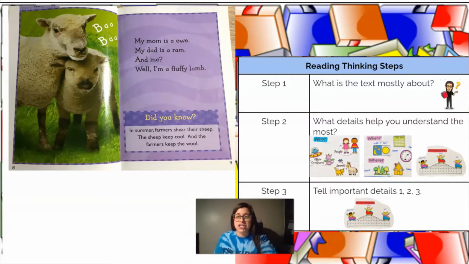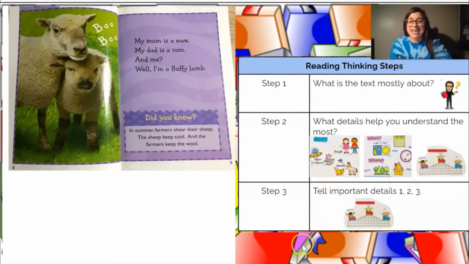So let's look at some pages through the text Farm Animals. Your teacher's going to pause the video and they're going to read this page about this farm animal. And you guys are going to decide what details will help you understand the most.